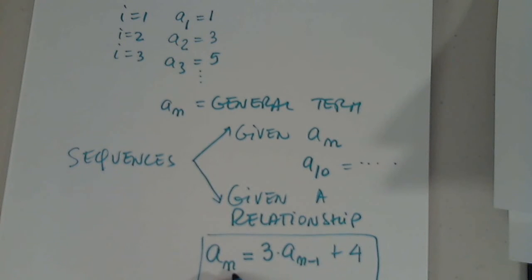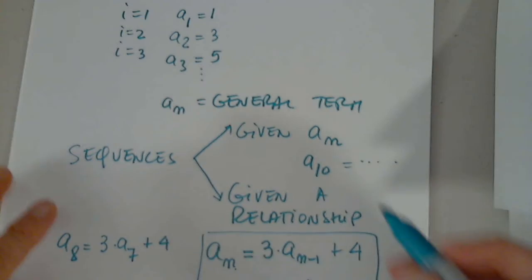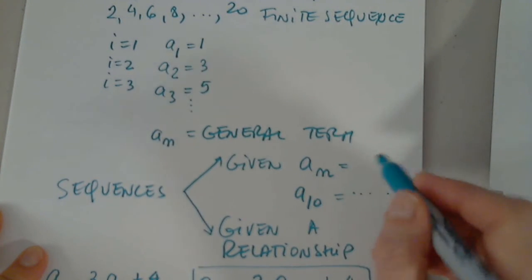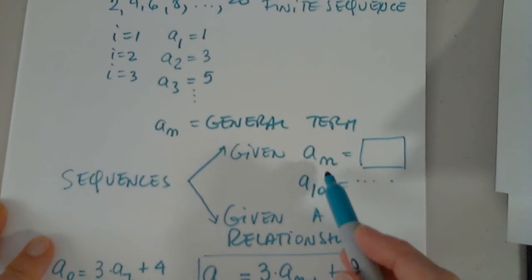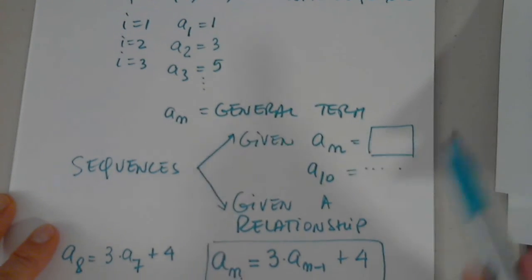If I want to determine A10, I have to determine A9. If I want to determine A9, I have to determine A8. Because A sub 8 equals 3 times A sub 7 plus 4. But if I don't have A sub 7, I cannot determine A sub 8. The point I'm making here is I have to determine everything before I determine the one I'm interested in. Here, that's not the case. I'm given directly the form of every element in the sequence. I plug in, I get the number.